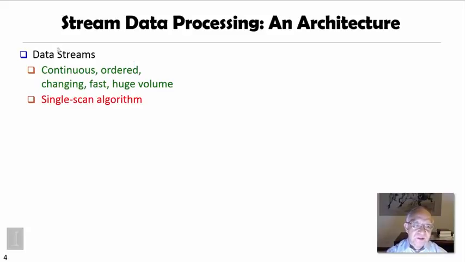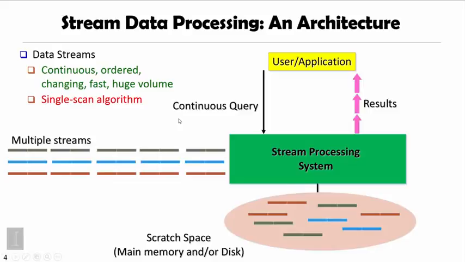The major features are that they are continuous, ordered, keep changing, and come in and go very fast, but in huge volume. With such fast data streams, a very important requirement for the algorithm is the single scan. That means you're not going to have time or chance to store all the data and keep indexing and also try to access it in a random way. You basically get one scan, and you want to reply in real time.